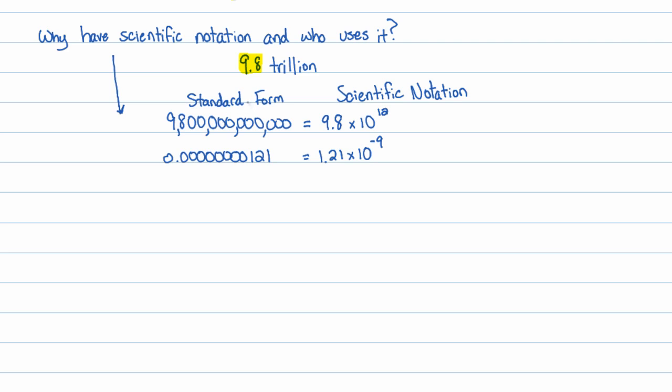So that's the concept of scientific notation. You take a huge number or a very small number and you write it in a compressed format. And that's exactly what we want to do.